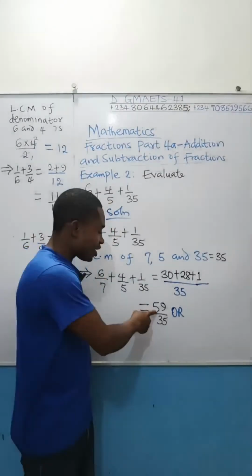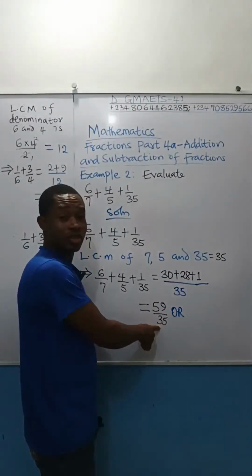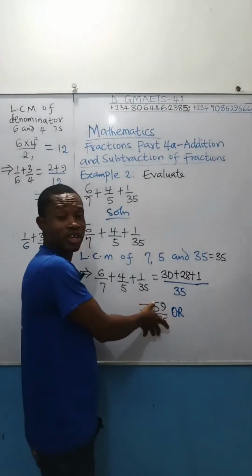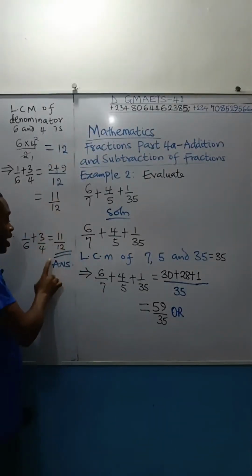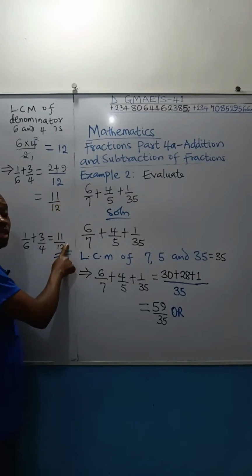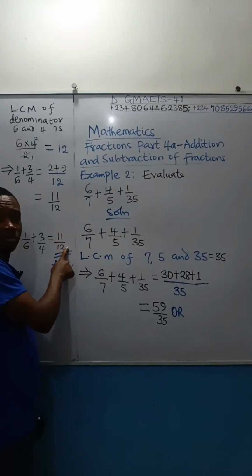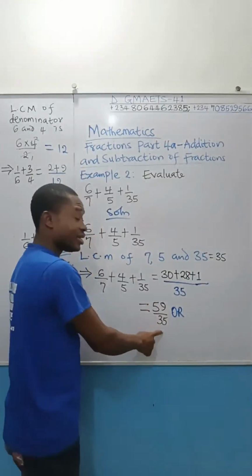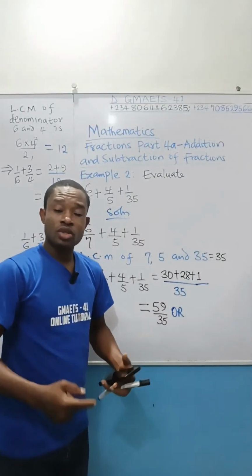Now, how do I get this in mixed fraction? Remember, the numerator is 59. It's bigger than the denominator 35. That is why this is an improper fraction. Here, once we simplified, I got this, and this was the answer. I didn't do any other thing, because this fraction we obtained as our final answer is a proper fraction. See, the numerator is smaller than the denominator. But here, the numerator is bigger than the denominator, so it is an improper fraction. You have to change it to mixed fraction.